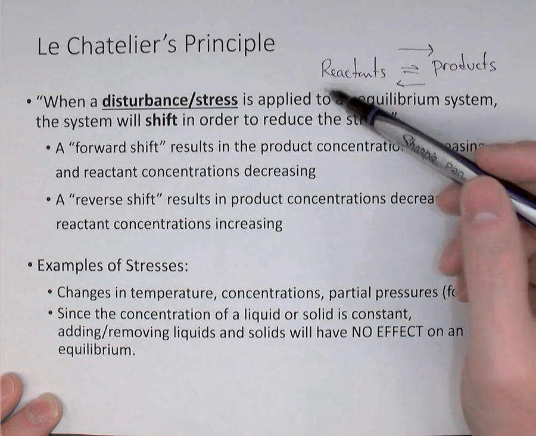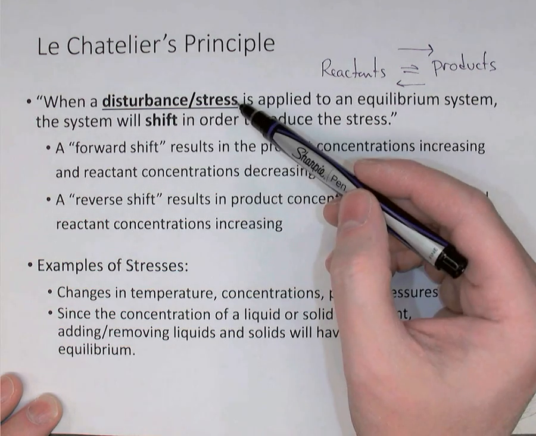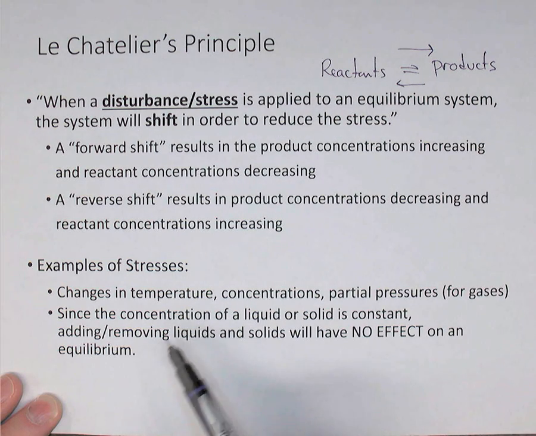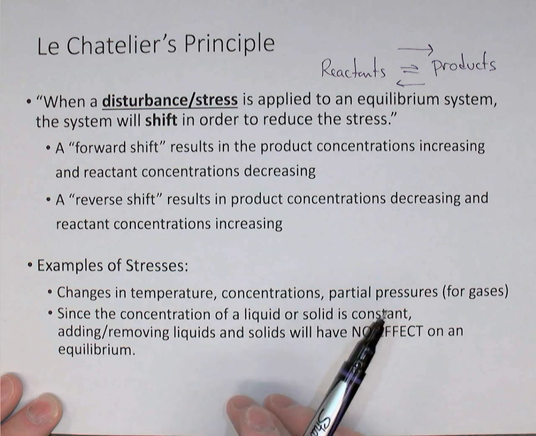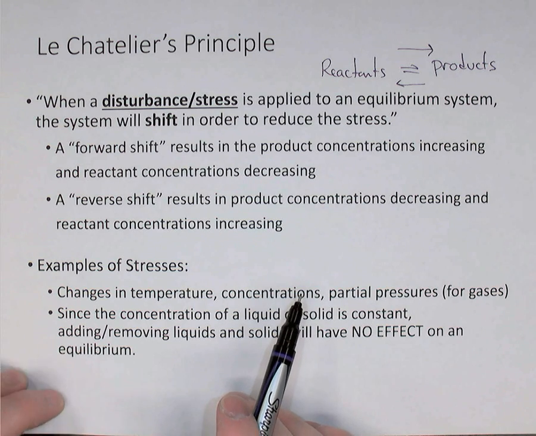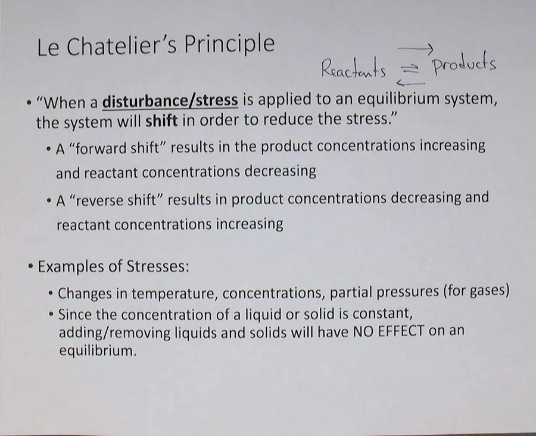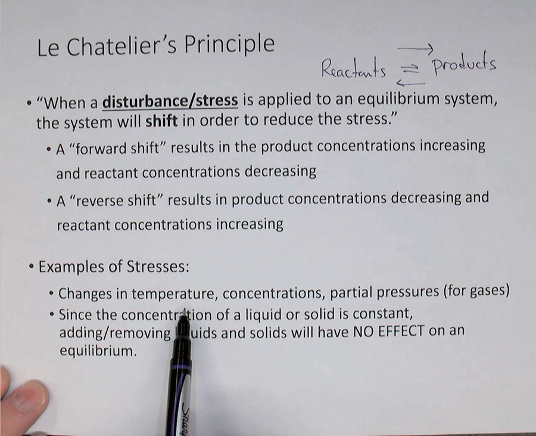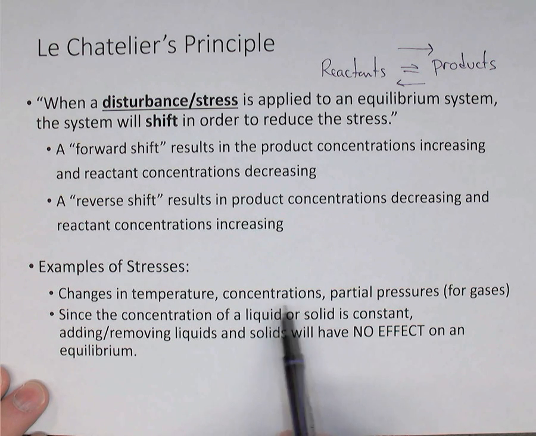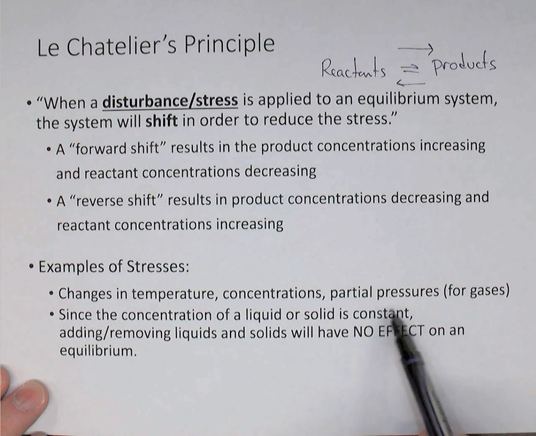Now we said if you have a system at equilibrium and you apply a stress, well, what are some stresses? From your kinetics unit, these are basically the things that affect the rates of reactions. These are factors that affect rates, because equilibrium is all about equal rates for the forward and reverse reactions. So if we change the temperature of the system, if we change any concentrations within the system, if we change any pressures, if there are gases present, okay?